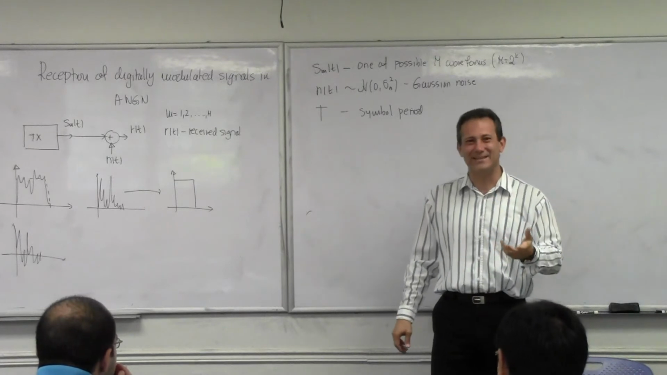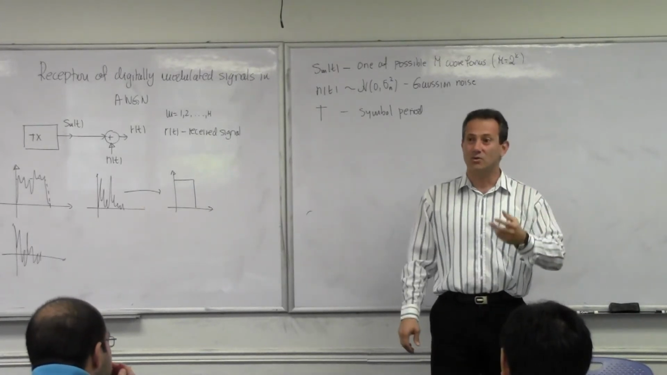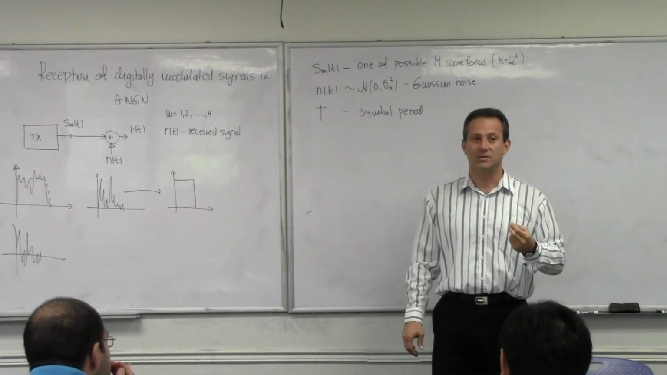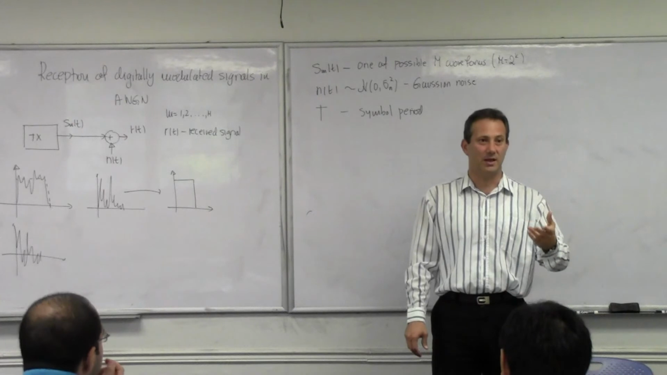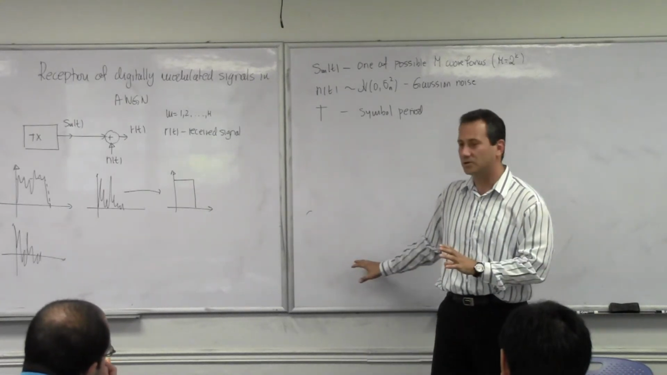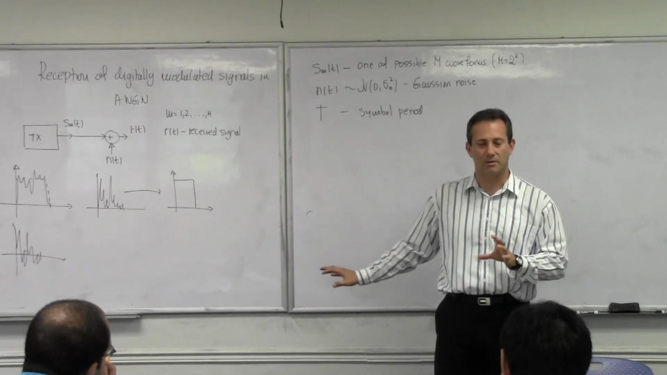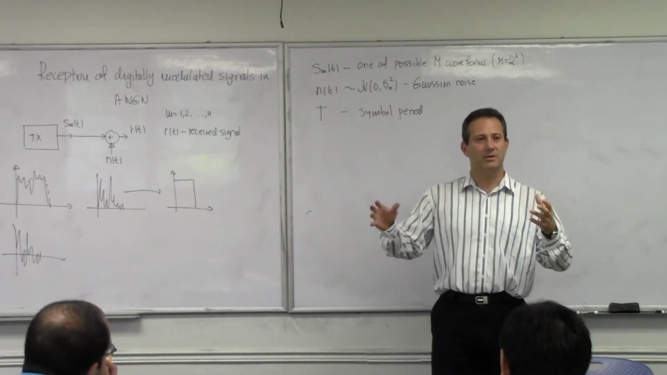So 26. I'm sending you one of 26 possible letters. You, as the receiver, are trying to decide which one out of 26 letters I'm sending. Is it A, B, C, and so on? That's what we are going to be concentrating on in this course. But how can it be different?